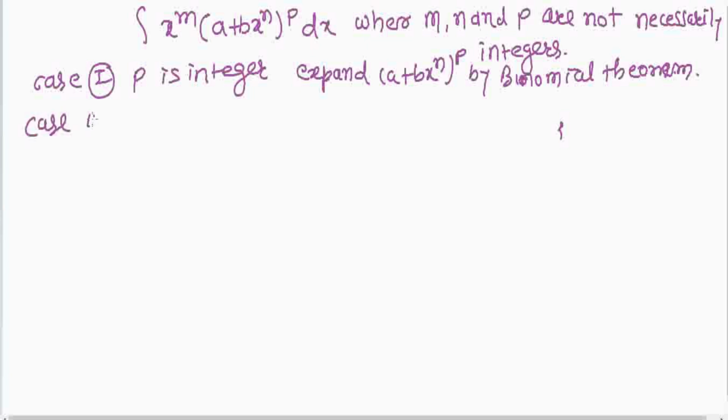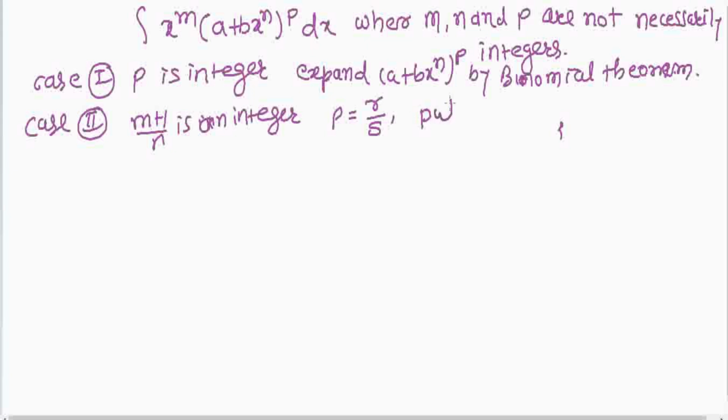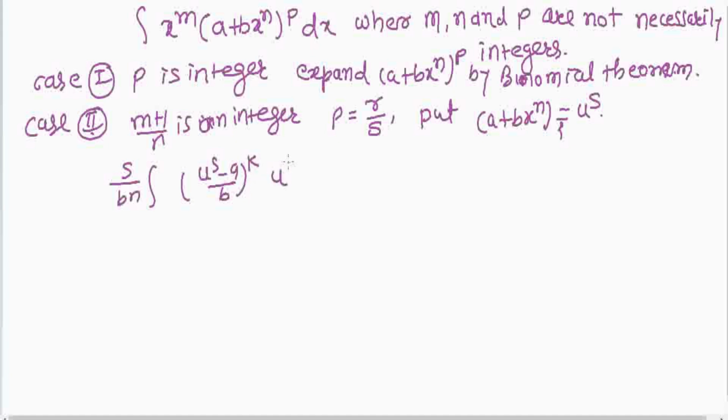Now the second case: if p is not an integer, but (m plus 1) divided by n is an integer, and p is of the type r divided by s, then in this case we have to put a plus b x raised to n equal to u raised to s, and then the integral will be converted into s divided by bn into the integration of ((u raised to s minus a) divided by b) whole raised to k into u raised to (p plus s minus 1) into du.